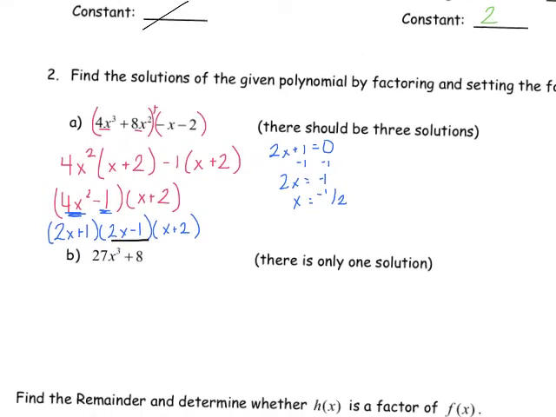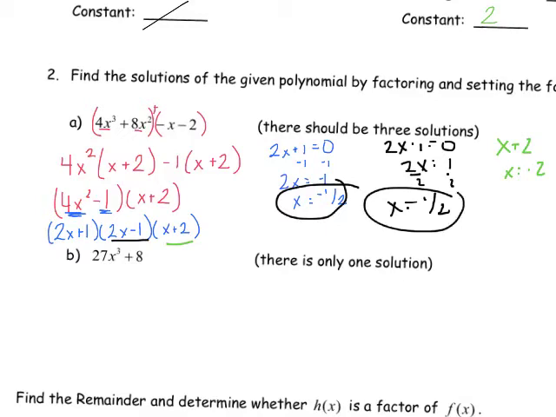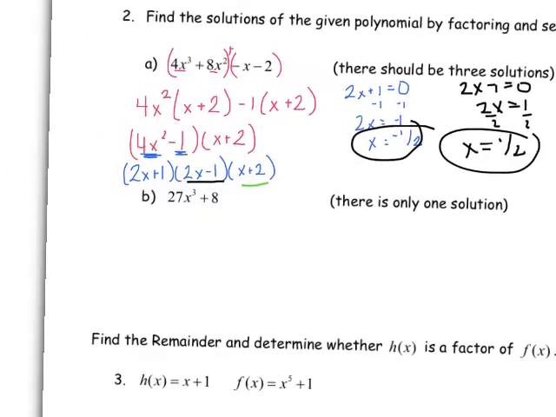So I'll do that one in black. 2x minus 1 equals 0. Add 1. Divide by 2. So x equals positive half. And then lastly, x plus 2 equals 0. X equals negative 2. So these are your 3 solutions. Okay? All right, the next one.